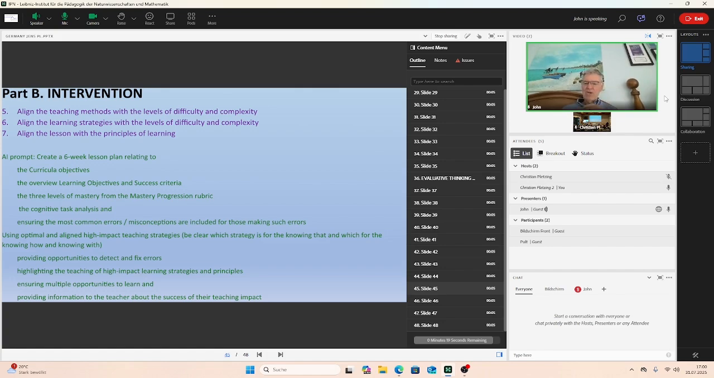Use optimal and aligned high-impact teaching strategy. Provide multiple opportunities. Highlight the teaching of the high-impact learning strategies. Make sure they're built into the lesson planning. See multiple opportunities to learn. Provide teachers information about the impact of all this. And if you've ever used AI, you know this is done in milliseconds. It does all this. And if you don't like the answer, tweak the prompts and try again.